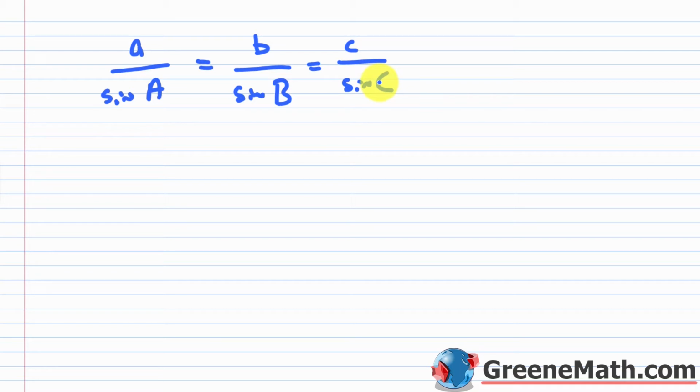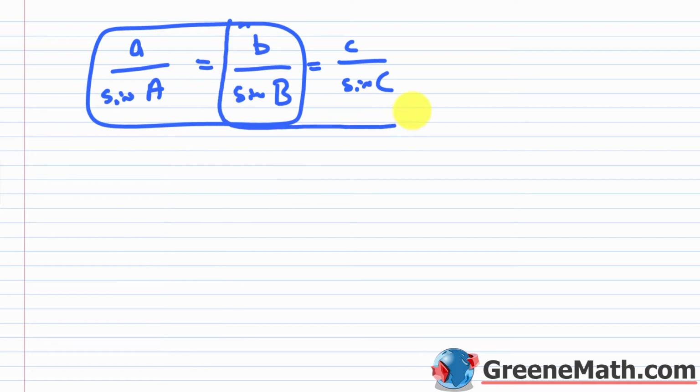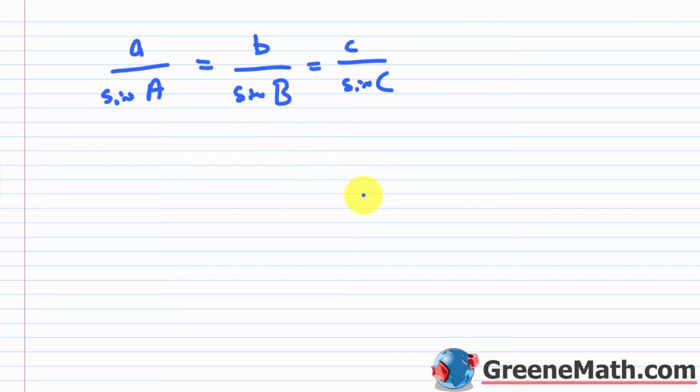It's very, very easy overall. You're just going to use one part. In other words, you'll either use this one right here, or this one right here, or the original one we had, which is A over the sine of A is equal to C over the sine of C. Okay, so let's jump in and look at an example.